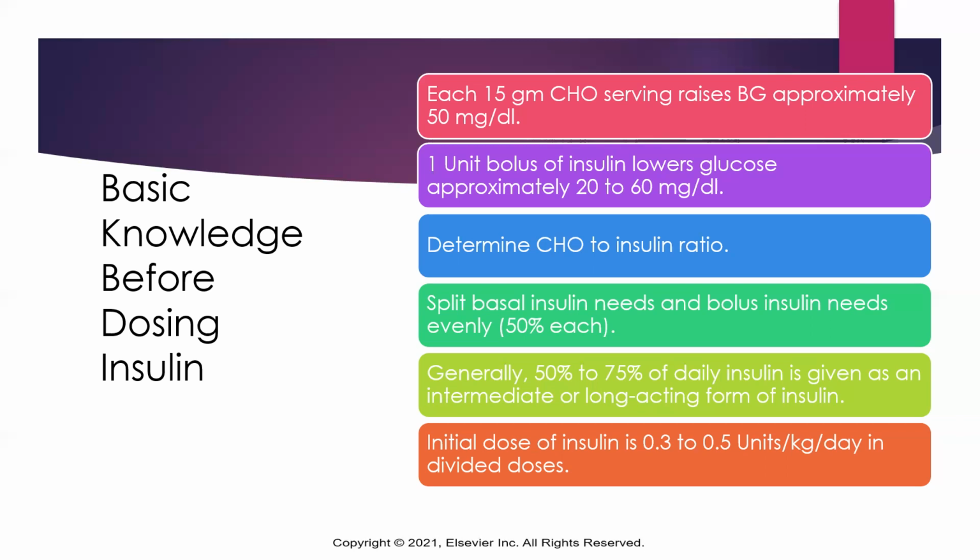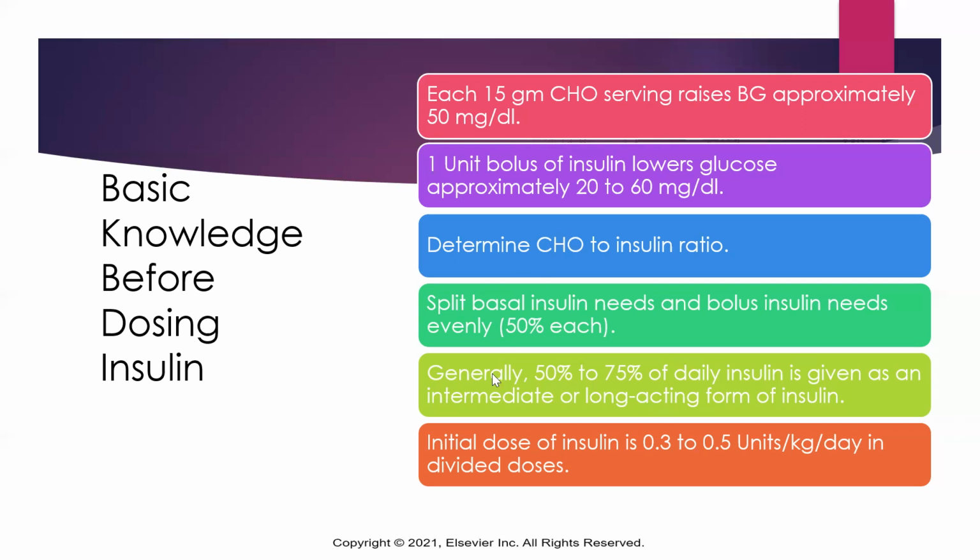And then remember, we're splitting that basal rate, that around the clock, with our bolus rate. We're going to do 50% and 50%. Initial dose of insulin, so it's that 0.3 to 0.5 units per kilo per day in divided doses. I feel like I've said that a couple of times.